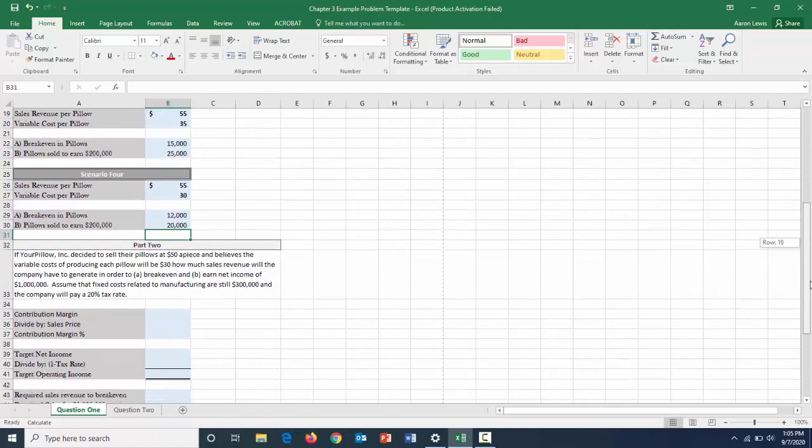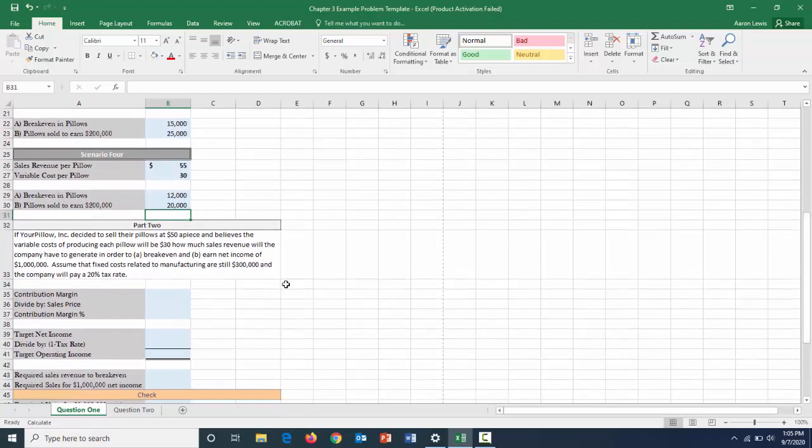So to answer this question, we have to figure out a few things first. Firstly, we got to figure out what our contribution margin percentage is, and that is the portion of our sales price that's left over in contribution margin after we account for our variable costs of production. So what is our contribution margin in part 2? Well, we're selling for $50 a piece. It's costing us $30 a piece to produce each pillow, which means the difference between those two, $20, is our contribution margin.